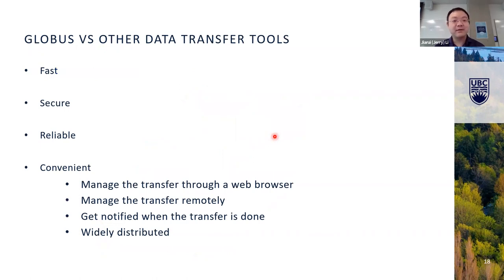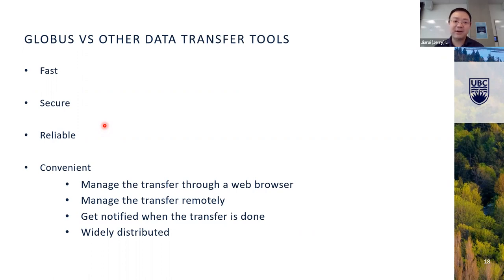Globus has some advantages. For example, it's fast. To be honest, most of the tools won't be that slow. The bottleneck of transferring data is, in most cases, the network condition at both ends, so most of the tools can do fast transfer. The second is that it transfers data encrypted, so it's secure, and it's also reliable. If something happens, it will keep trying, and it can also pause and resume the transfer.